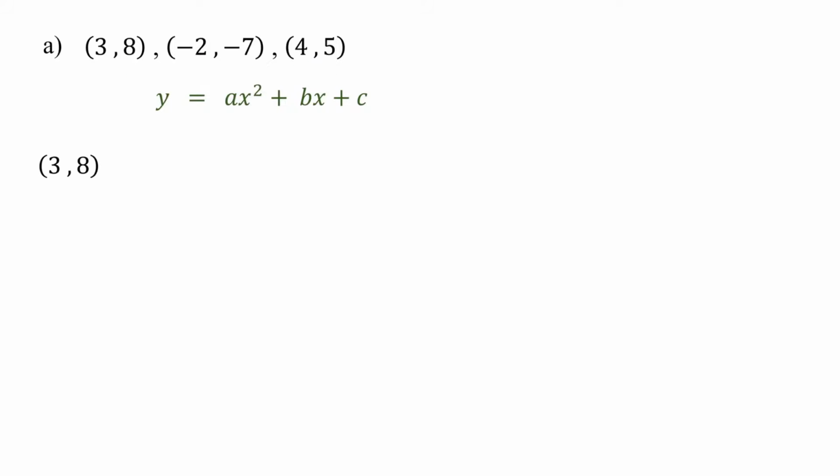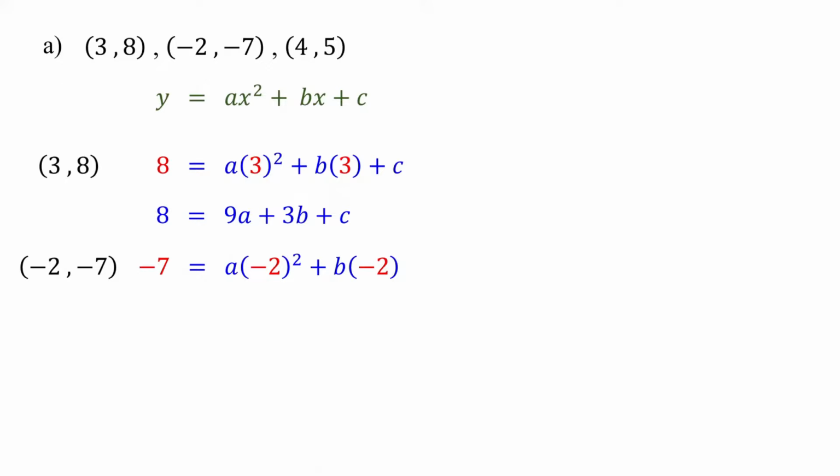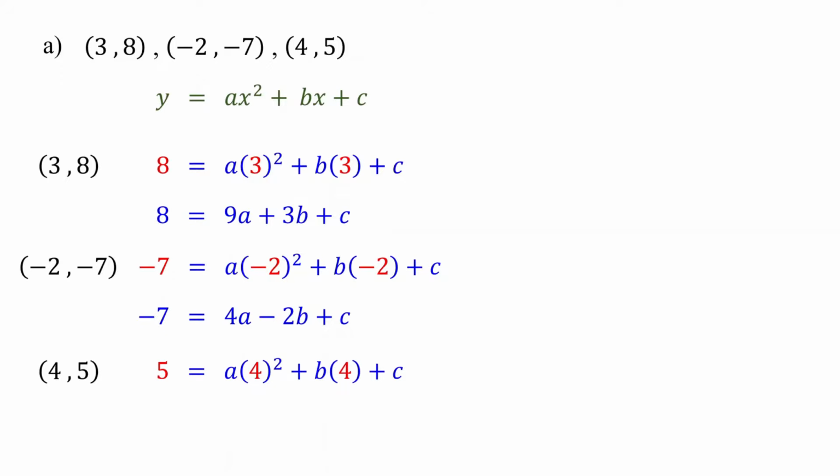So, for the first point, substitute 3 for x and 8 for y. 3 squared equals 9, right? For the second point, substitute -2 for x and -7 for y. -2 squared equals 4, right? For the third point, substitute 4 for x and 5 for y. 4 squared equals 16, right?